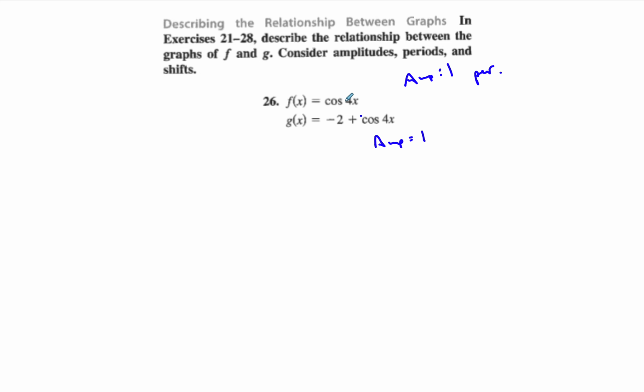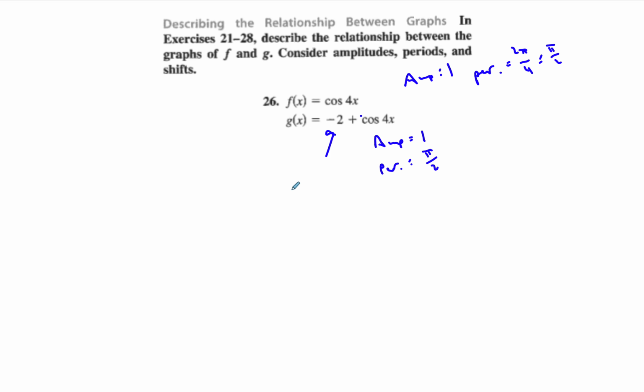The period of this is, well, that's b, right? So the period is equal to 2 pi over whatever b is, which we reduce to pi over 2. And if you look, the period for this is going to be exactly the same. So as we're comparing these, we know that they have the same amplitude and period.